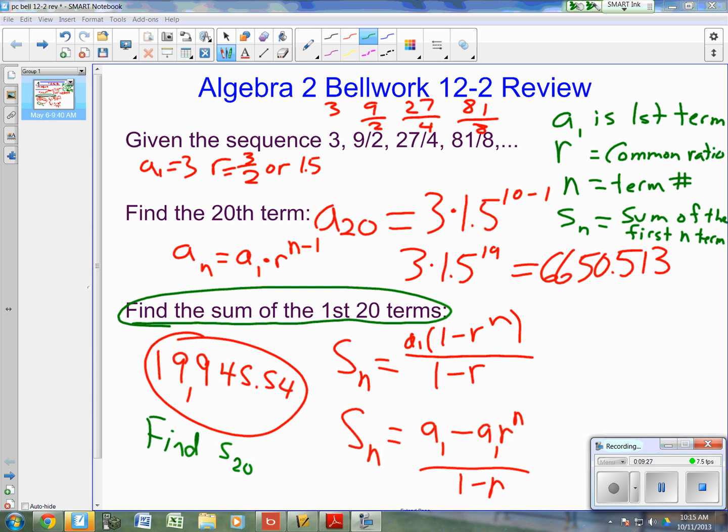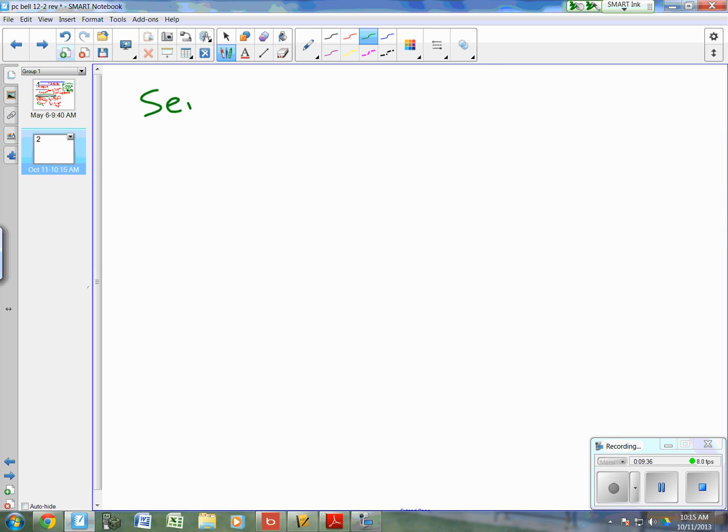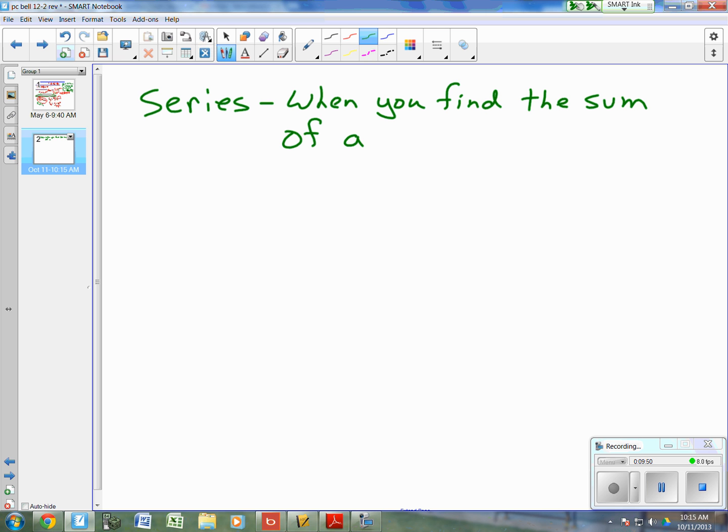What's a series? It's when you find the sum of a sequence of numbers. So everybody write this down. A series, when you find the sum of a sequence. So a series is just adding the terms of a sequence together.